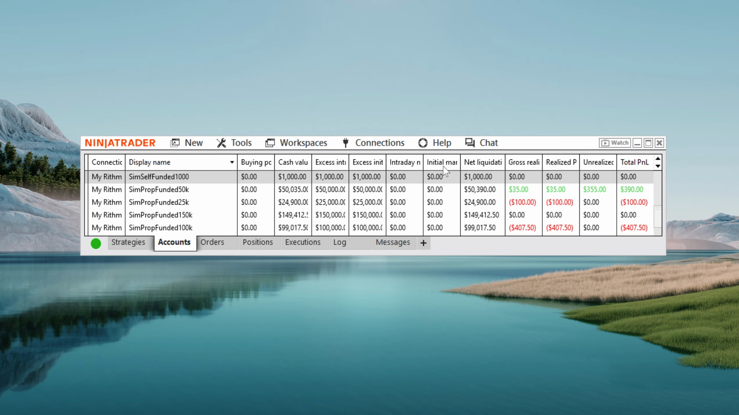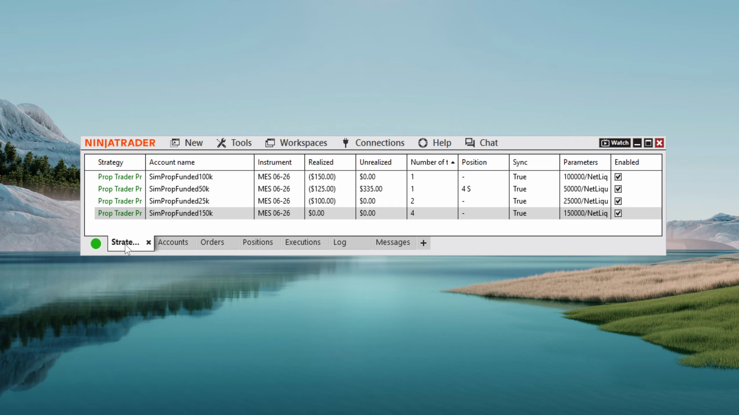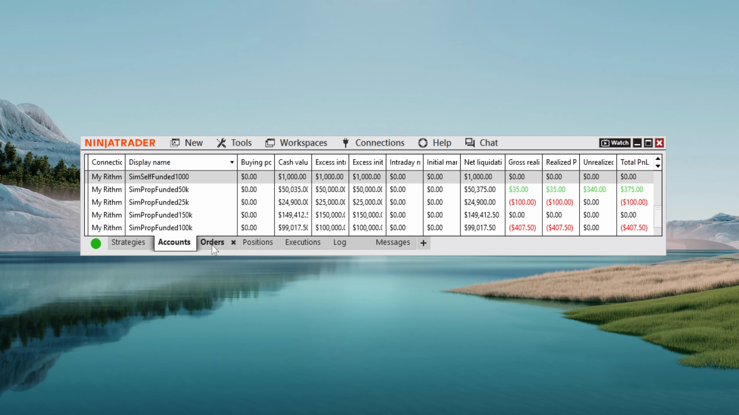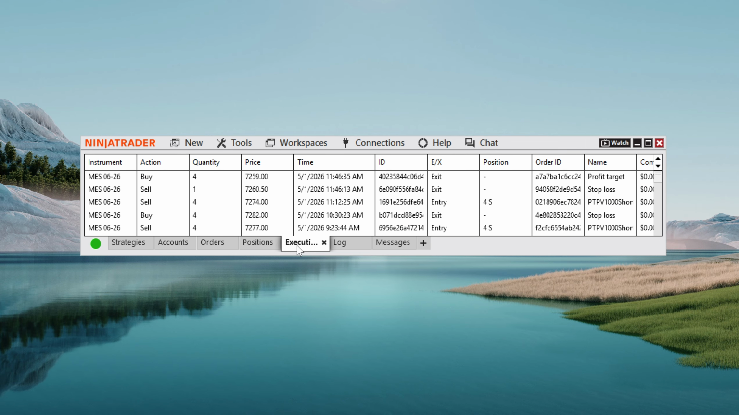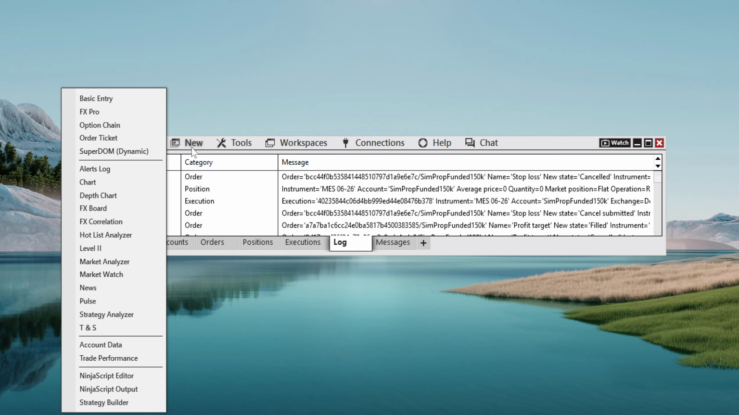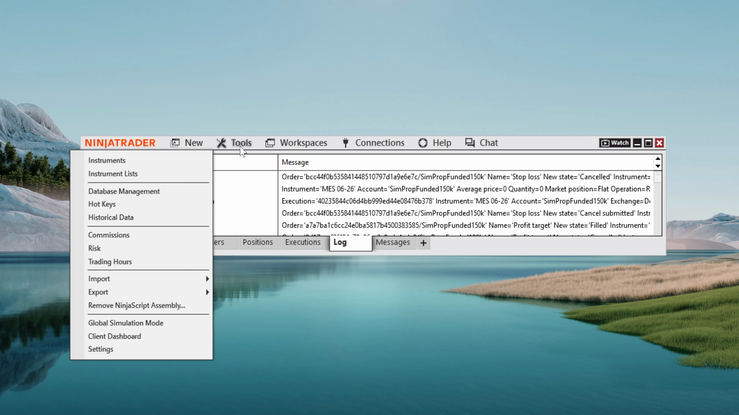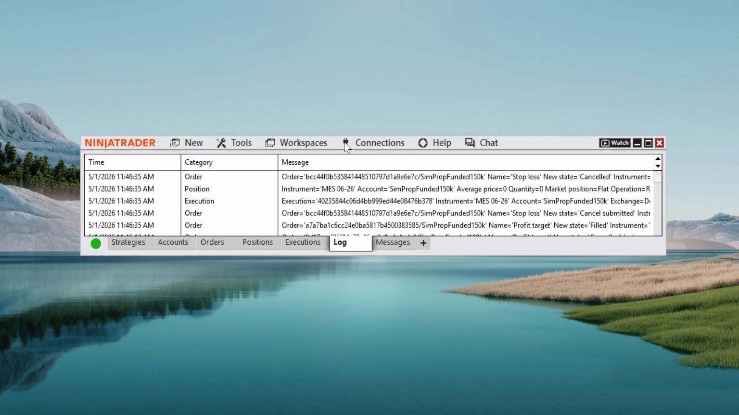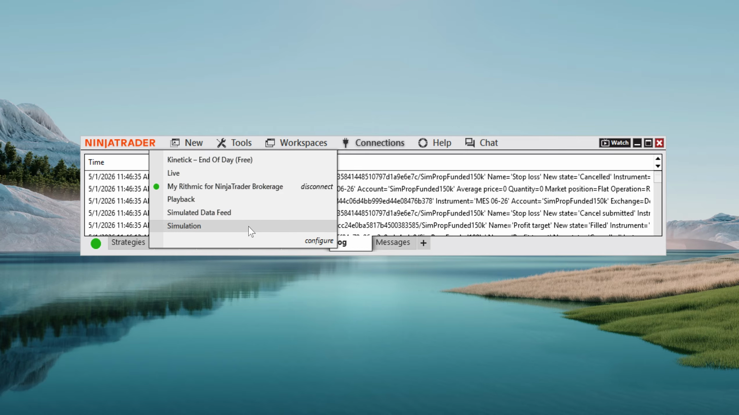This is called the Control Center for NinjaTrader. You can close all the other charts, indicators, or any other windows, and you can start from here. That's what I would like to start from. So there are strategies here, accounts, orders, positions, executions, and log. These are some of the tabs this window has, and here we have New. These are different menus, and we have Tools, and we have Connections. These three we will be using.